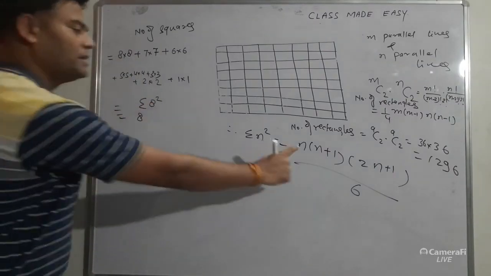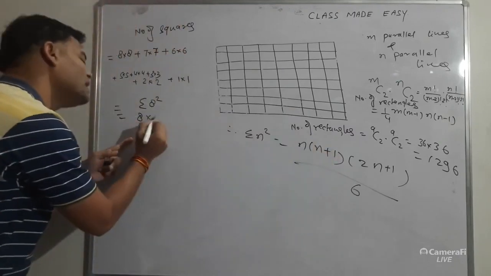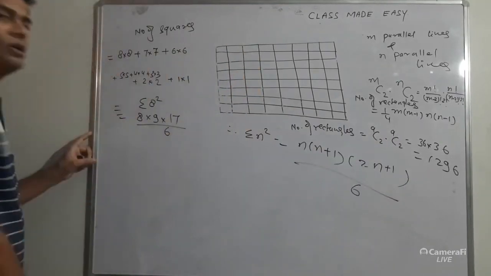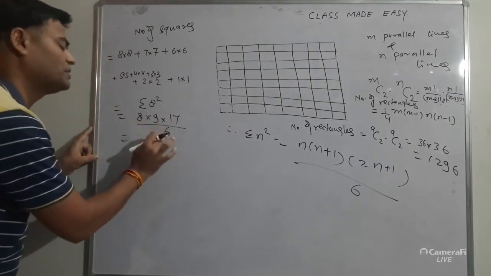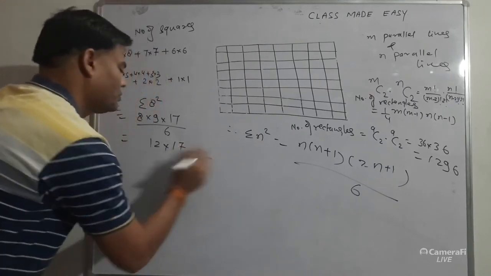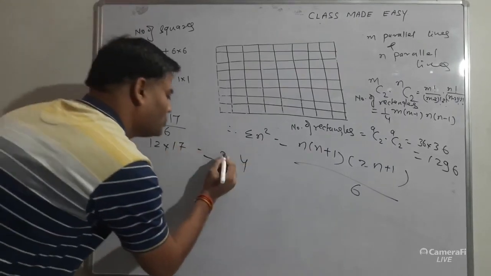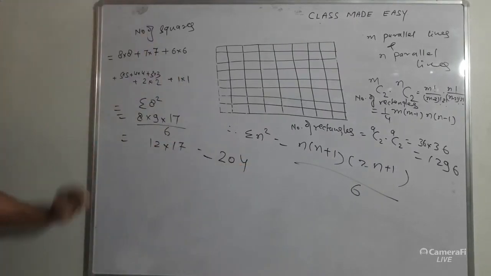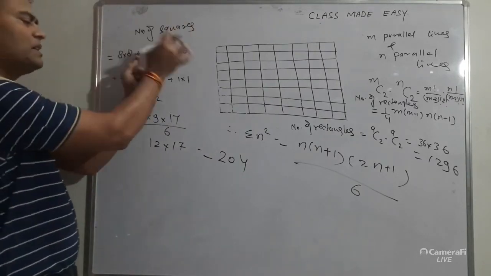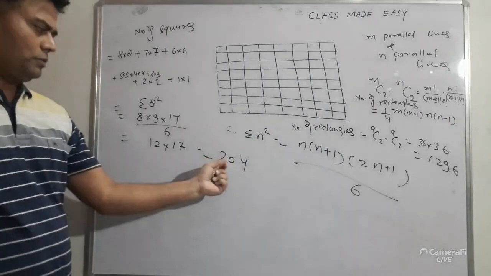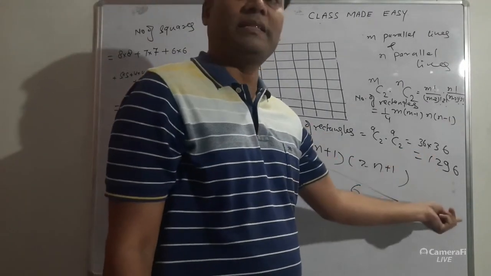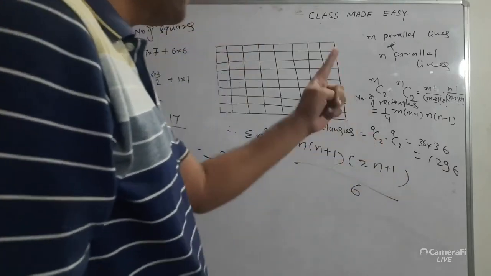So n is 8, 8 plus 1 is 9, 8 times 2 is 16 plus 1 is 17, upon 6. So this one is 72, this is cancelled by 6, that is 12 into 17, that is 204. So here pure squares, meaning dimensions are same, it is 204. And the number of rectangles, that is 1296.